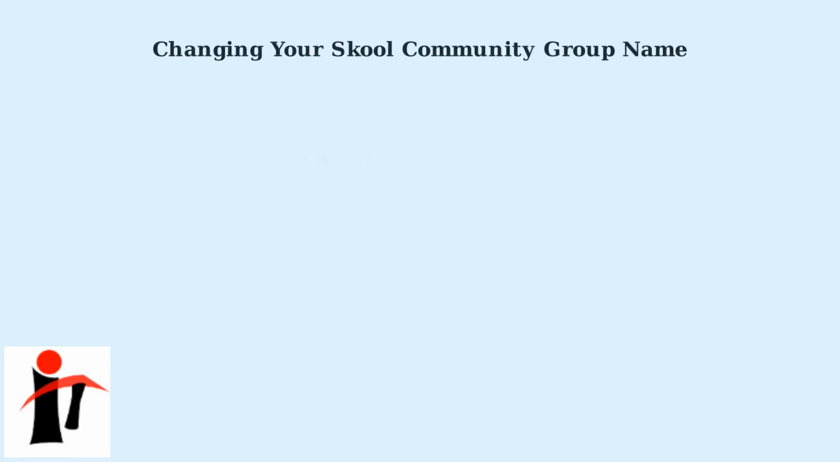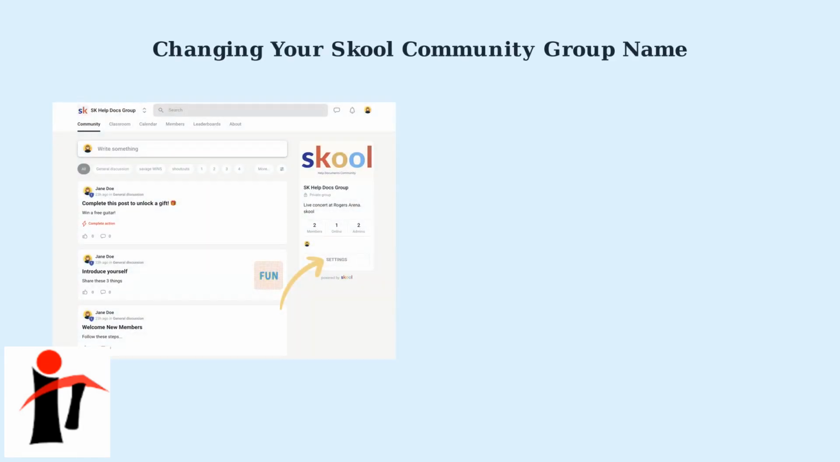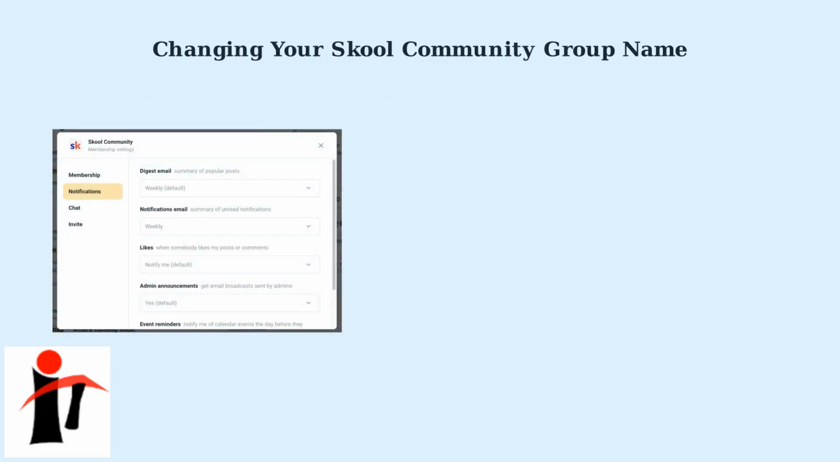Want to rebrand your school community group? It's easy. First, log into your school admin dashboard using a web browser or the mobile app. Then, navigate to the Settings menu, usually found via a gear icon. Within Settings, click on the Branding tab.